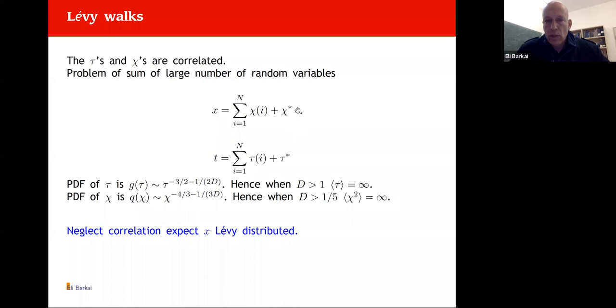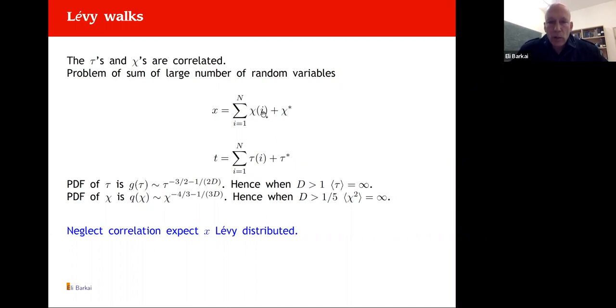Now, this looks like a summation of IID random variables. However, these chis and these taus are correlated, as I said before. So what is the measurement time t? The measurement time t is the sum of all these zero crossing times up to n plus tau star. And of course, n by itself is a random variable determined by the measurement time t and by the realization of these tau i's, etc.